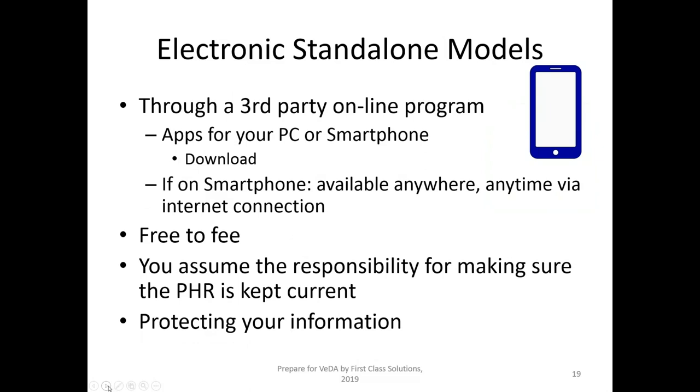The other type of electronic standalone PHR model is one that is available through a third party, such as an app that you may download for your PC or your smartphone. These apps provide structure for the content and prompt you to enter certain information. If it's on your smartphone, it can be available anywhere, anytime, again, via the internet. These apps range from free to fee, so there may be a charge for them depending on the app that you choose. You assume, again, the responsibility for making sure the PHR is kept current.